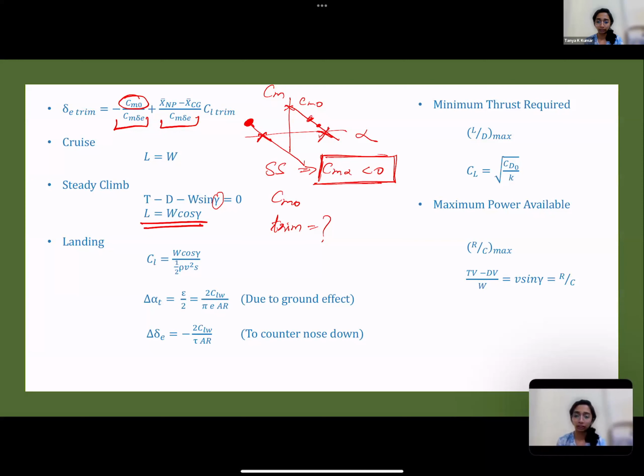Did all of you submit the week 4 assignment? I hope you did because it was due last week. So what is gamma? The angle gamma.